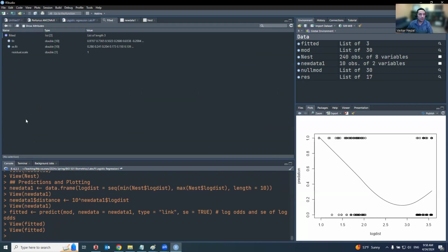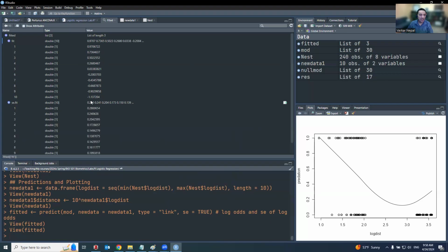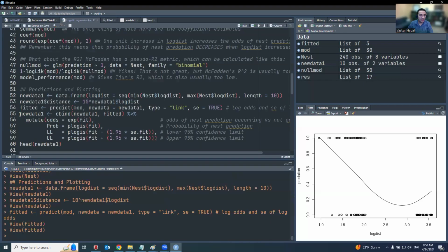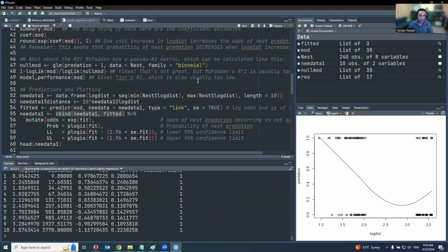You can just probably do it from here. Fitted has three things. Fitted has values for the main prediction, and then its standard error. Might be easier to look at new data one. Actually, let's do this: cbind the new data and fitted. We are combining the new data and the fitted together. And this is what it looks like.